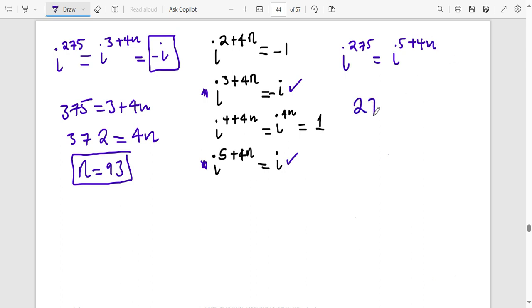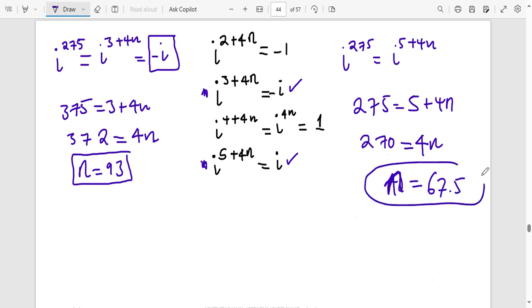Now let's say we also try the 5 plus 4n. So we're going to say 275 is equal to 5 plus 4n. Take the 5 to the other side, that gives us 270 is equal to 4n. Divide both sides by 4 to find the value of n. And it will give you 67.5. Is this an integer? It's not an integer, it's a decimal.